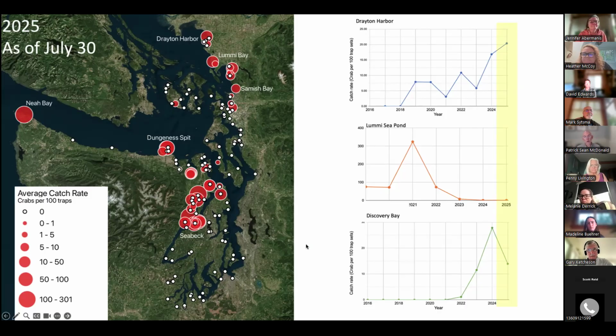So our problem, of course, is that we're operating on multiple fronts simultaneously. And Lemmy Sea Pond is the thing that sticks out within the inland waters. Imagine Willapa Bay and Grays Harbor are a lot like Lemmy Sea Pond, but much, much larger, and also much more open. So there's a lot of effort going on in Willapa Bay and Grays Harbor between shellfish growers, the conservation districts out there, and Washington Department of Fish and Wildlife, and U.S. Fish and Wildlife.